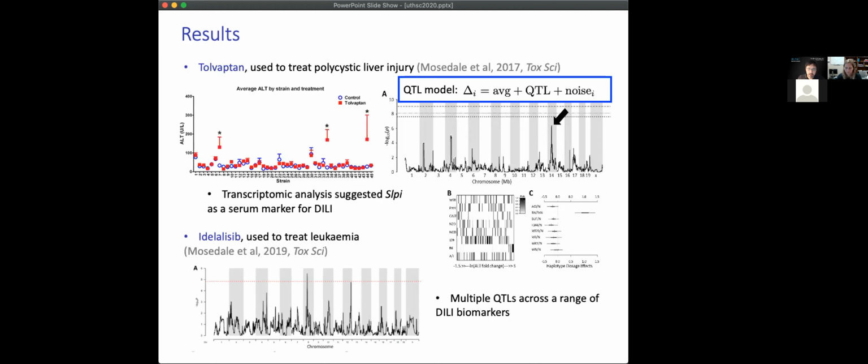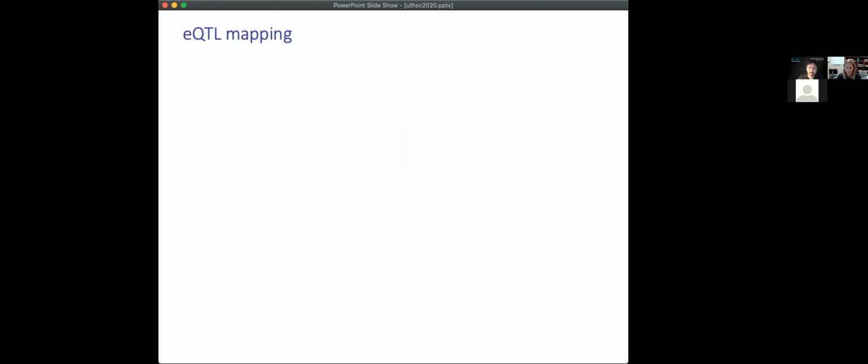Something that we didn't really say very much about, because it wasn't of immediate interest to that audience, was the thing that I found really interesting. And that's what happened with the eQTL mapping. So I'm going to show you the eQTL mapping that we did for drug X, but the same thing happened with the tolvaptan study.